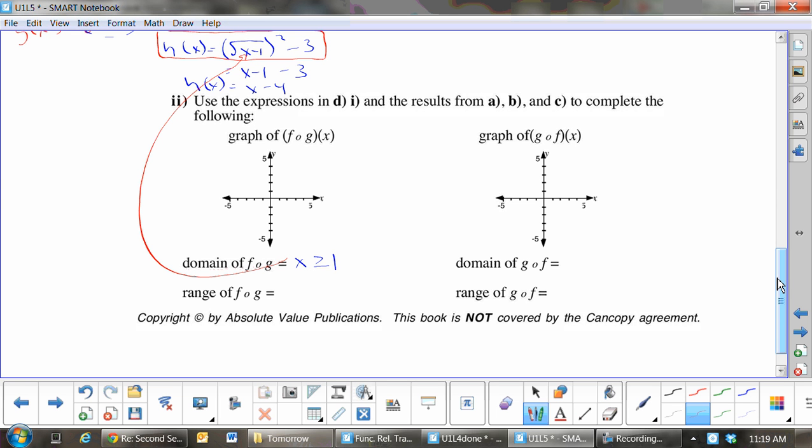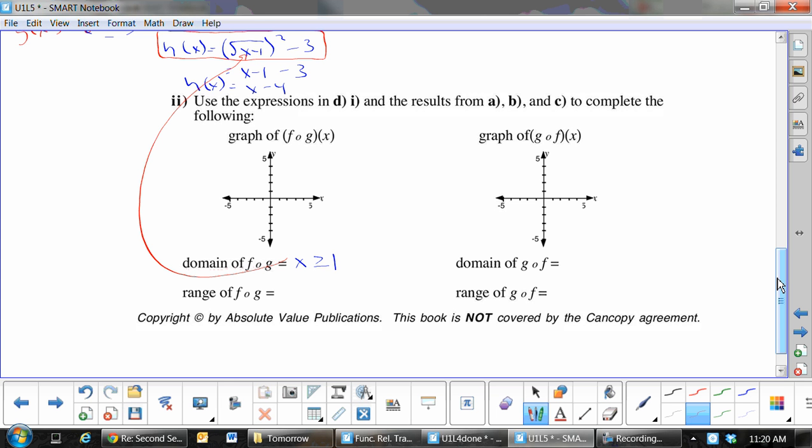Negative 3. I can't go less, so let's put 2 in there. 2 minus 1 is 1. Square root of 1 is 1. 1 minus 3 is negative 2. Which direction are we going? What's bigger? Negative 2 or negative 3? Negative 2. Do you see that? So negative 3 will be the smallest possible number I can get.